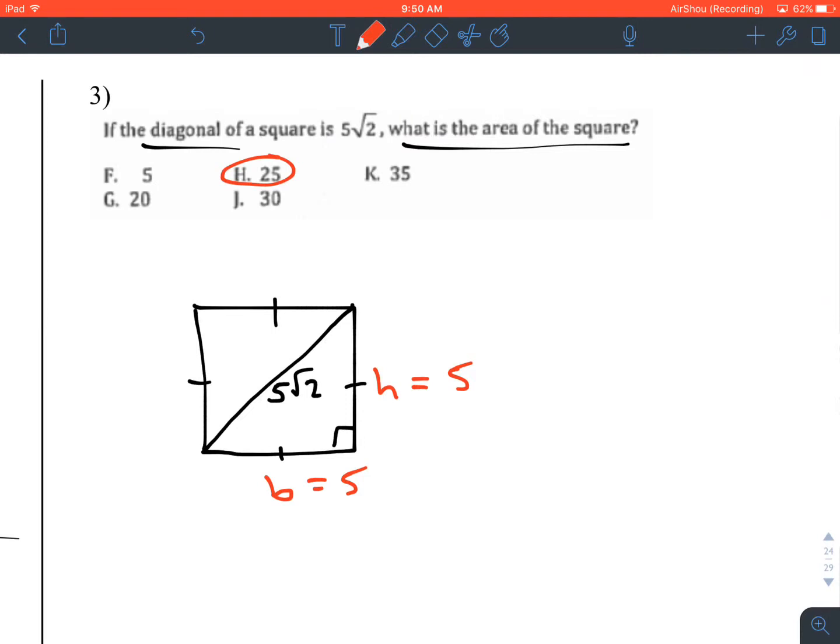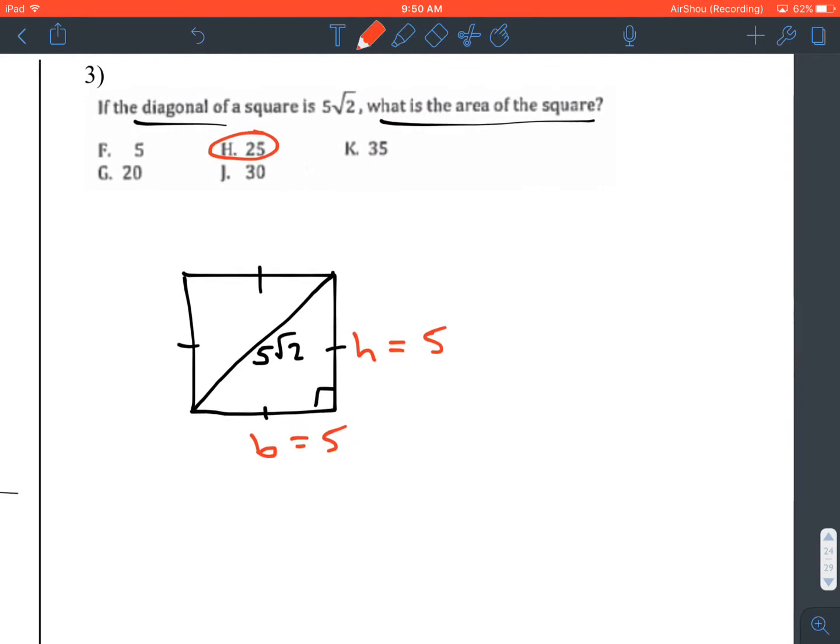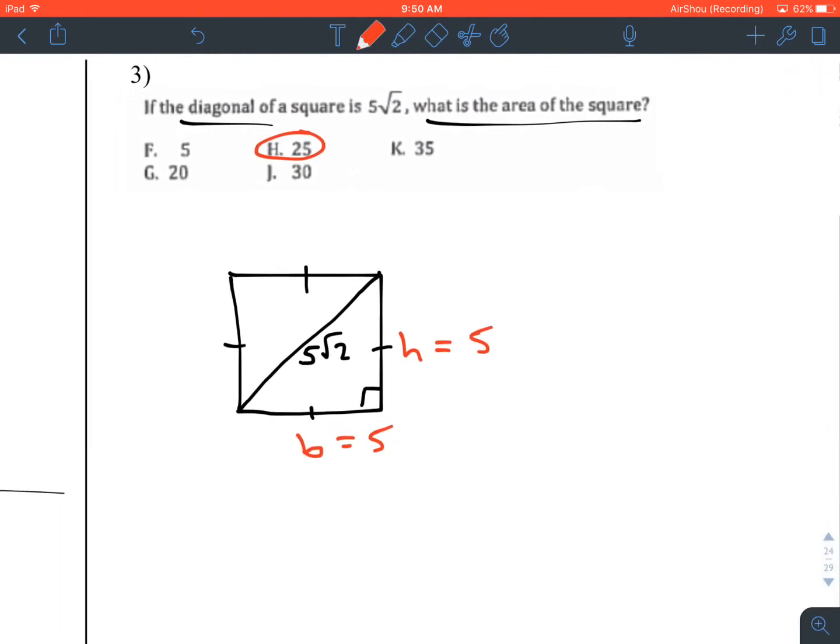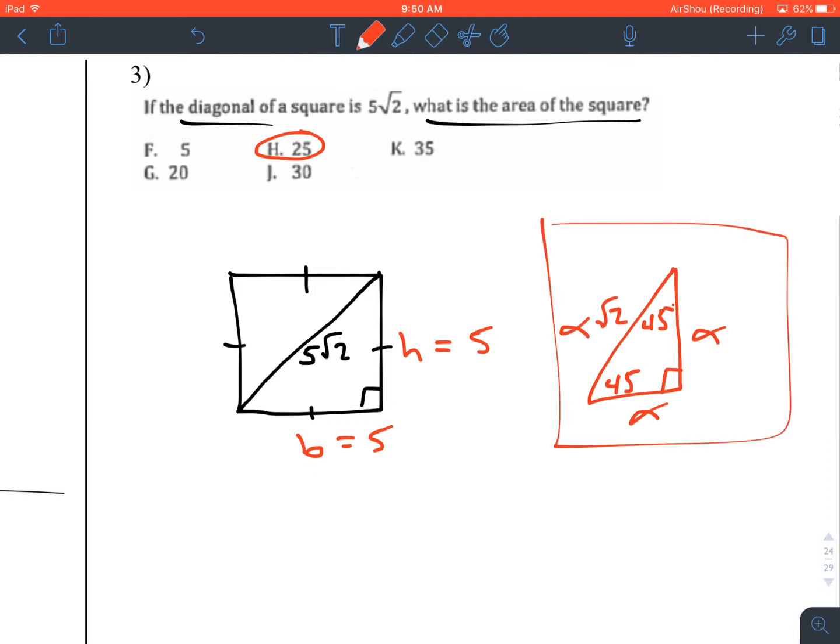So let me explain the special right triangles. This is extremely important, so write this down and memorize it. In every 45, 45, 90 right triangle, whatever the length is, the sides opposite the 45s have to be the same. We're just going to call that alpha. Whatever's opposite 90 is whatever's opposite 45 times the square root of 2. This is true in every 45, 45, 90 right triangle.